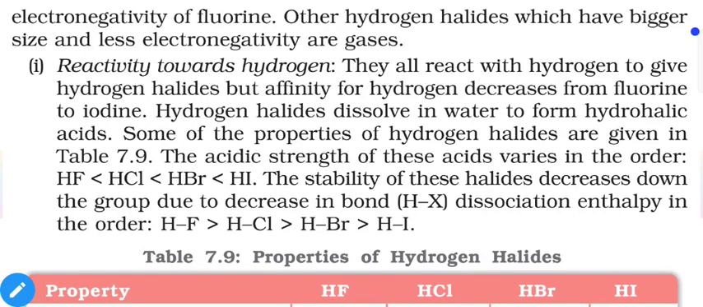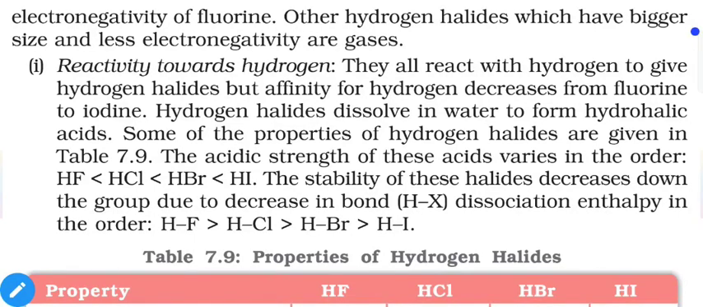The acidic strength of these acids varies in the order HF is less than HCl, less than HBr, and less than HI. And again we can put the same reason, because hydrogen and fluorine have the strongest attraction towards each other. They usually do not separate easily, and that's why HF is the weakest acid of all of these. And HI can break easily, so it can release H plus easily, and that's why it is the strongest acid of all of these.